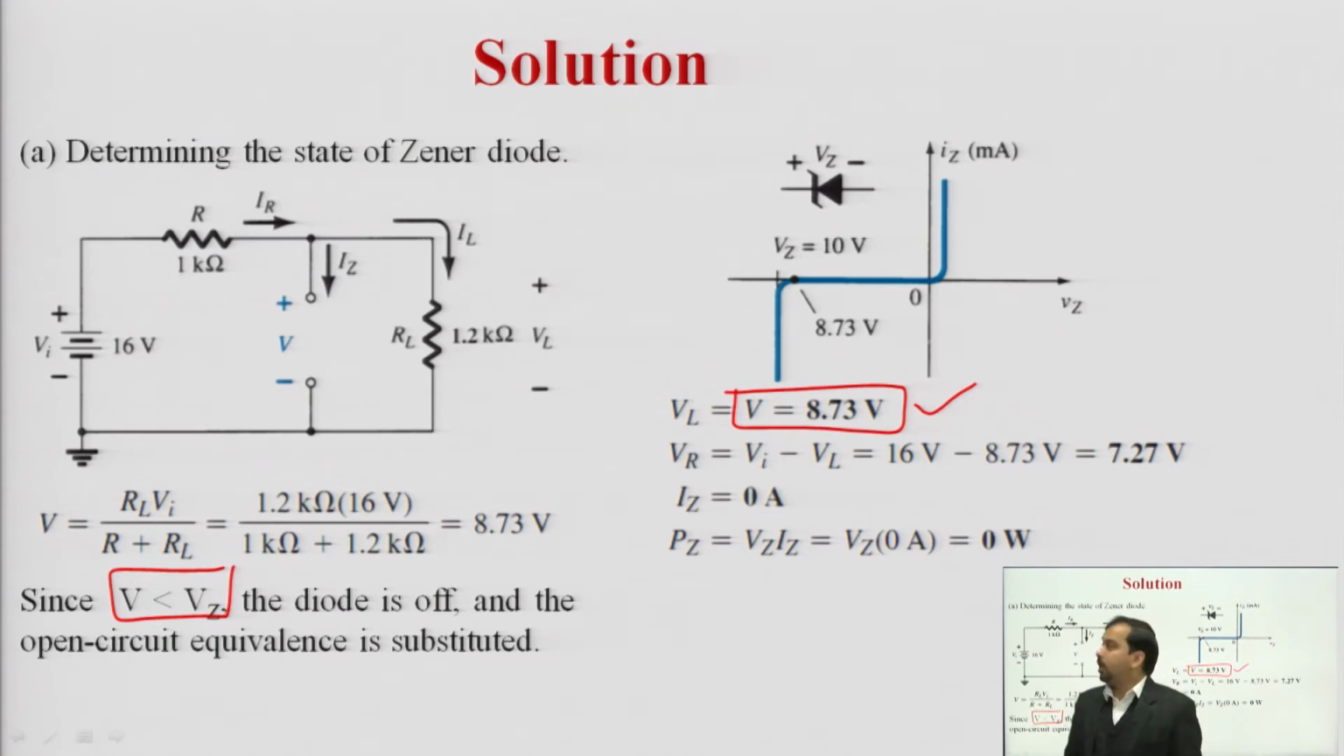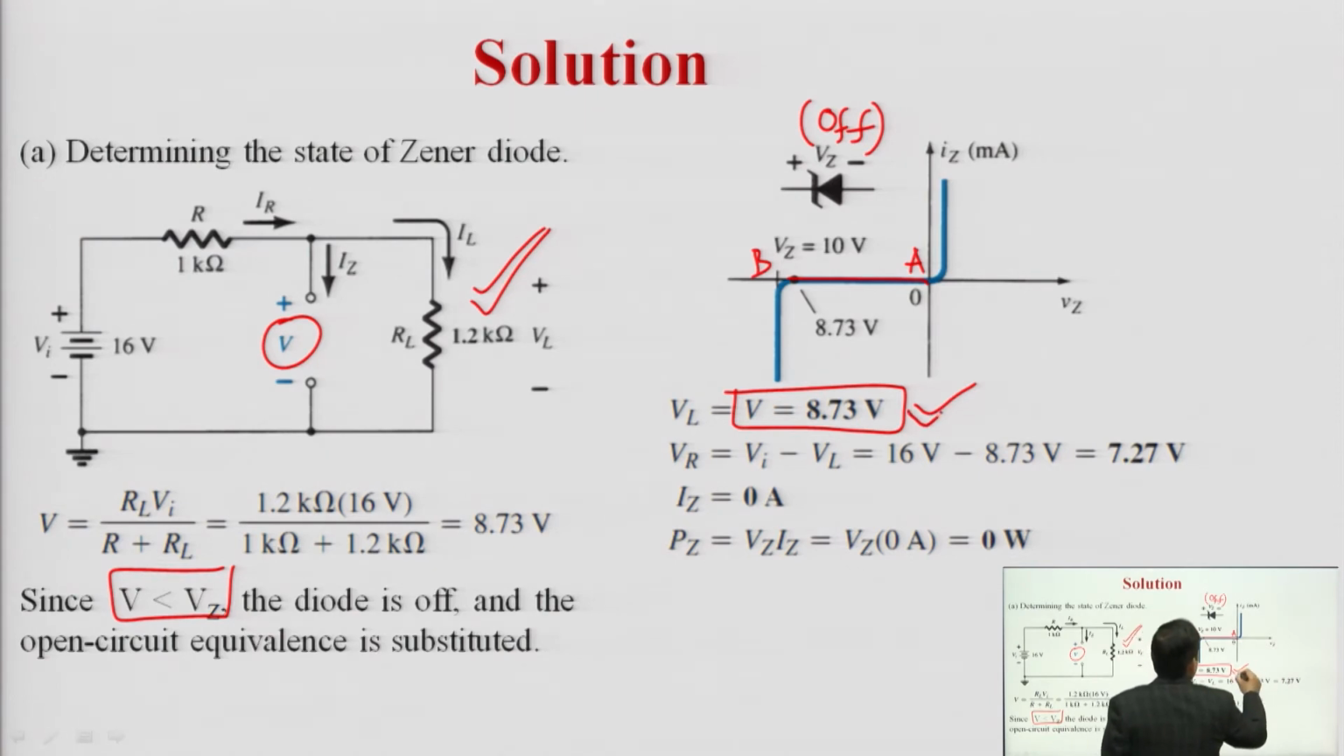That means the equivalent for this Zener diode is nothing but an open circuit, meaning we are operating in this particular region A to B where the current is 0. So, the equivalent circuit is now this one, and we can evaluate the current, voltages and power corresponding to this equivalent circuit, because the Zener diode is off. This is the region where the Zener diode is off. So, what is VL? VL will be equal to this particular voltage, because in parallel the voltages are equal. So, we have the first answer.